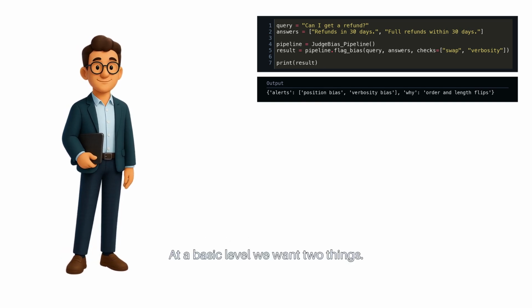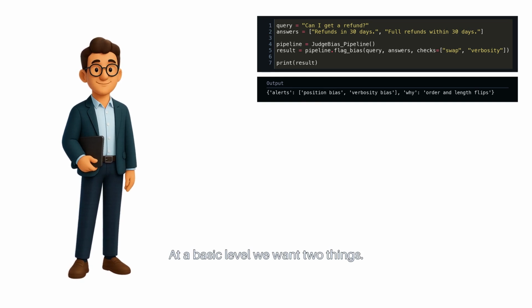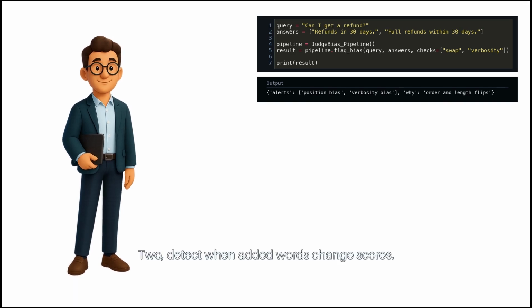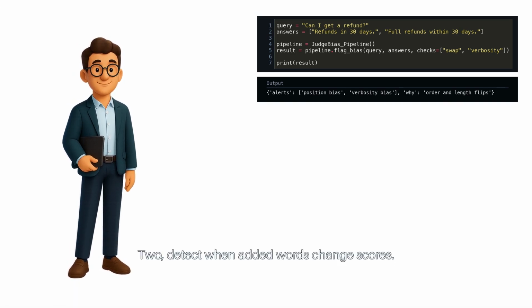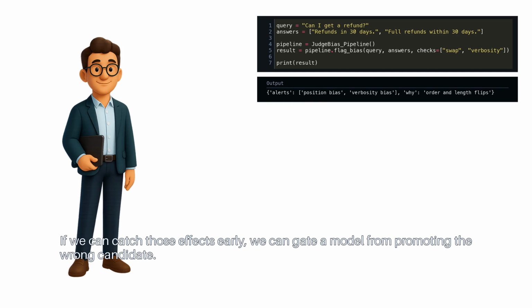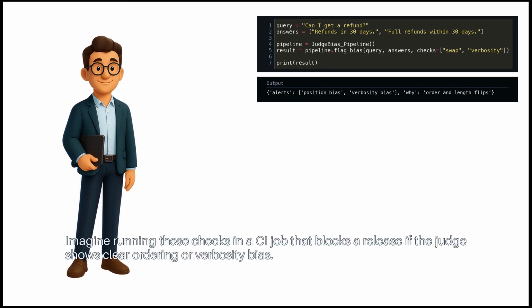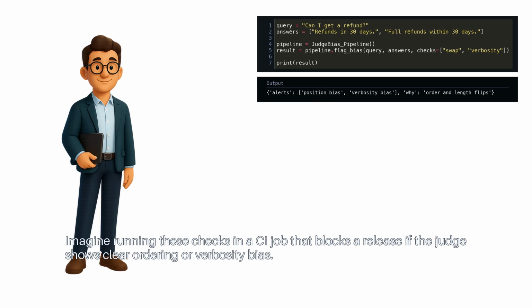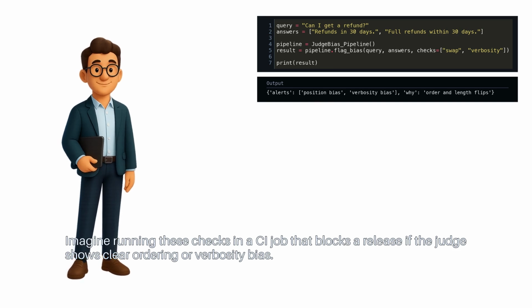At a basic level, we want two things. 1. Detect when order flips winners. 2. Detect when added words change scores. If we can catch those effects early, we can gate a model from promoting the wrong candidate. Imagine running these checks in a CI job that blocks a release if the judge shows clear ordering or verbosity bias.